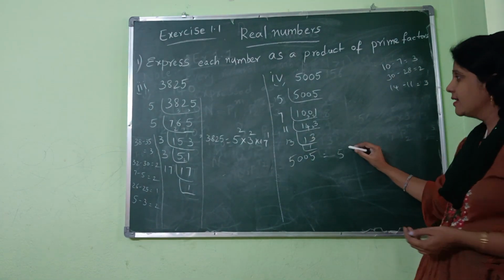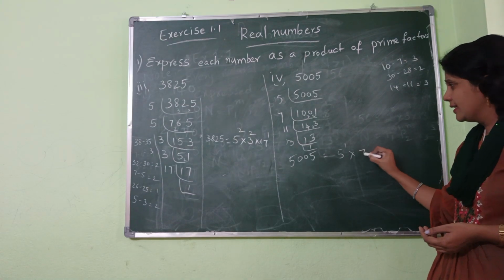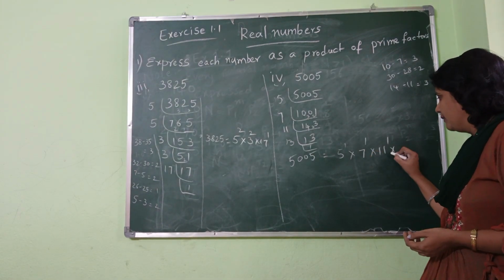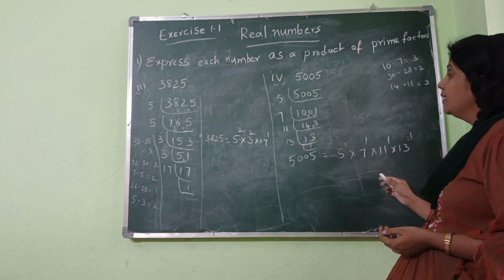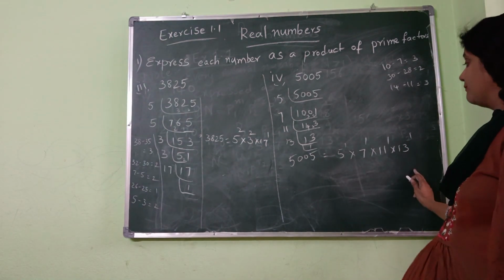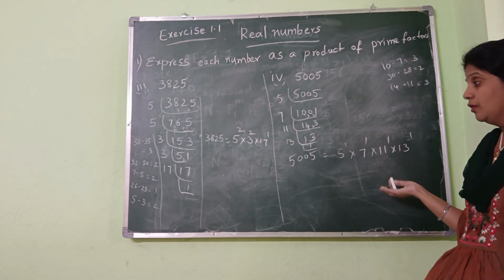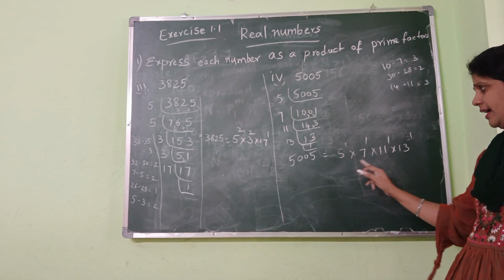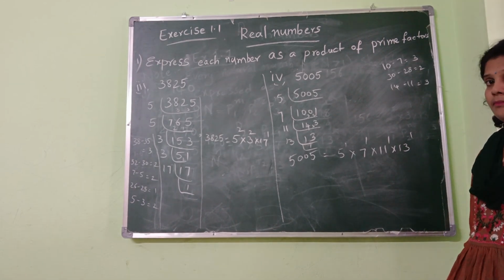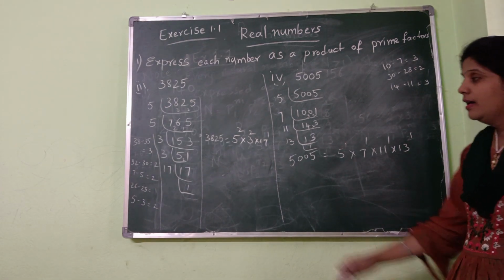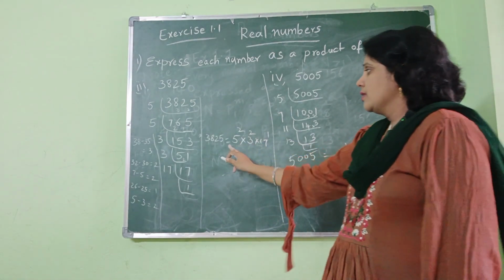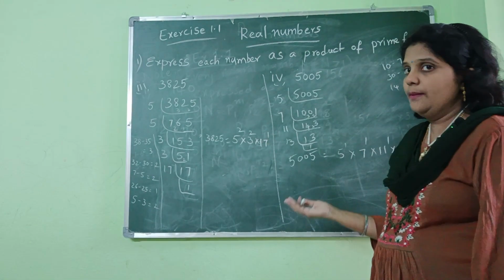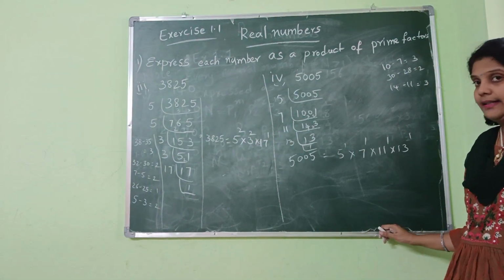I am writing this as 5 power 1 into 7 power 1 into 11 power 1 into 13 power 1. So I am writing the number as a product of primes. Before going to another problem, first check whether these numbers are prime or not. So 5, 7, 11, 13 are prime factors, so the answer is right. Similarly here also, 5, 3, 17 are prime only, so here also this answer is correct.